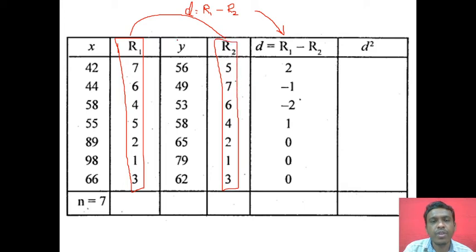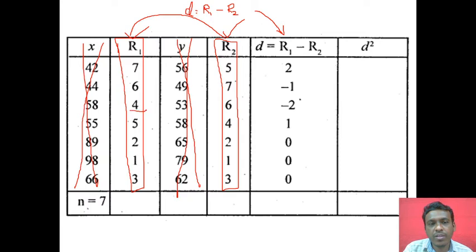Now remember, we should not use the original values now, because we are considering a rank correlation. We are only interested in ranks R1 and R2. So deviation in ranks, that is equal to R1 minus R2. So 7 minus 5 is equal to 2. 6 minus 7 is equal to minus 1. 4 minus 6 is equal to minus 2, and so on.